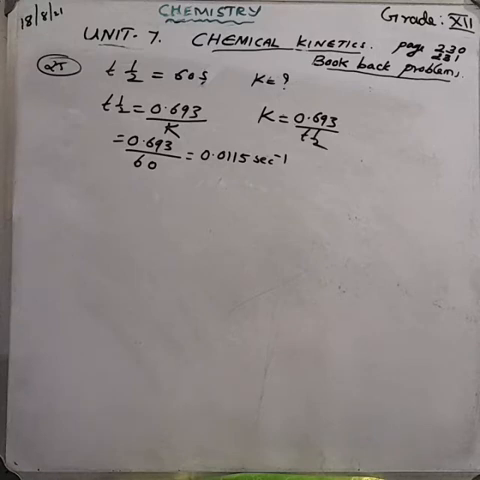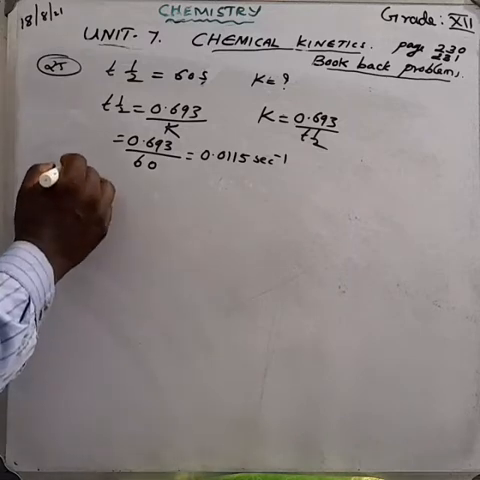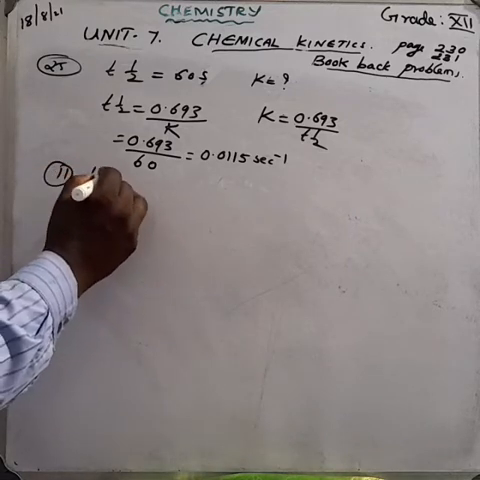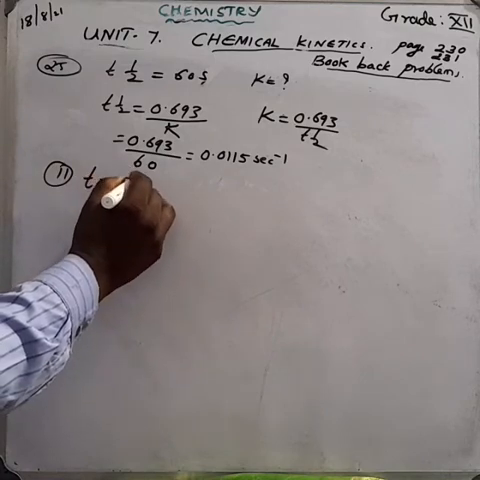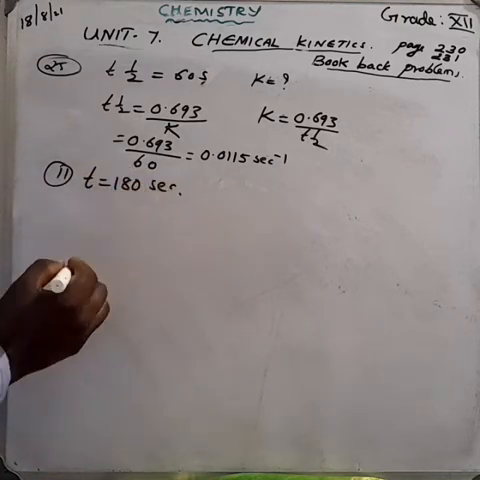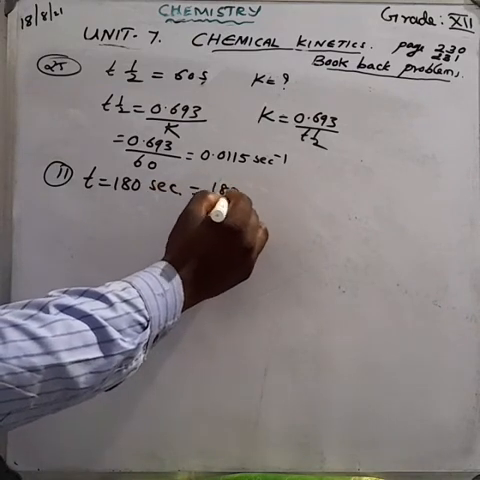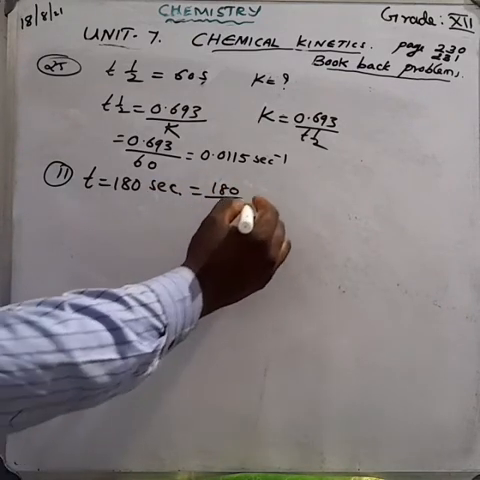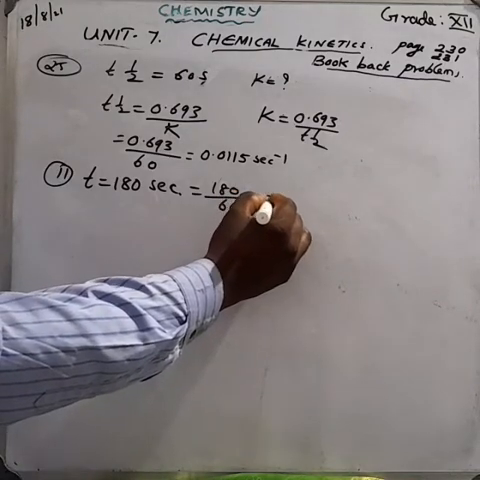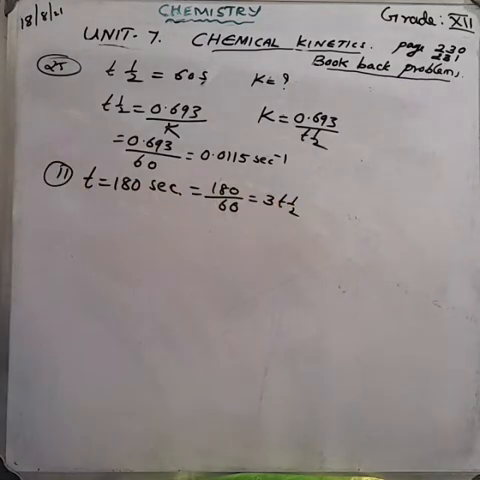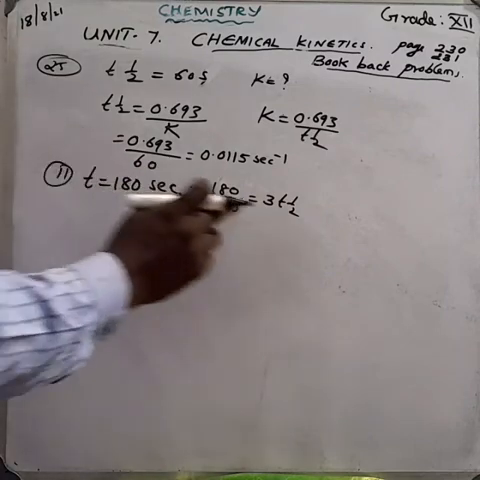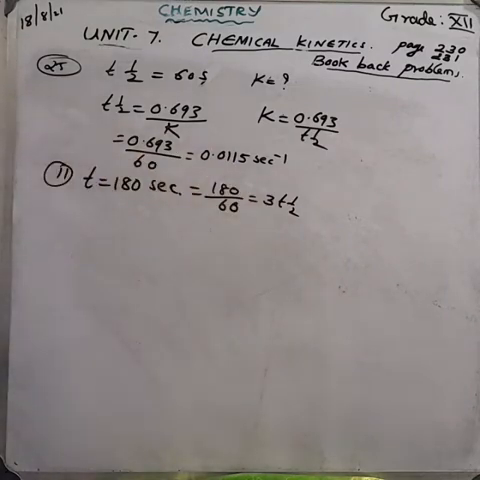Next, t is equal to 180 seconds. Now we find out for the 180 seconds. 180 divided by 60, that is approximately 3, so 3 times T half. So 100% gives first T half.